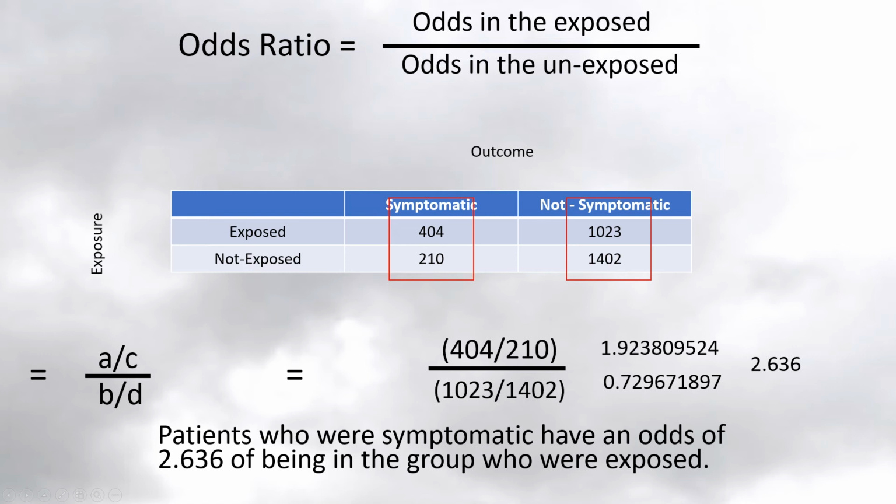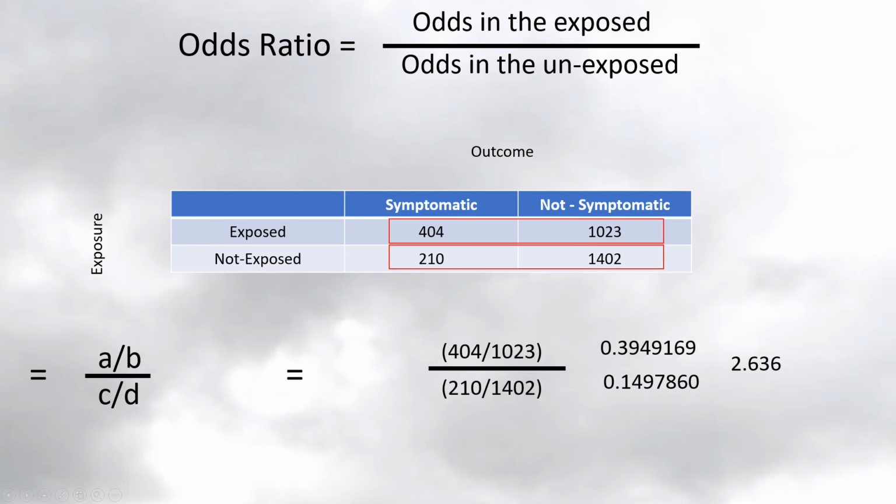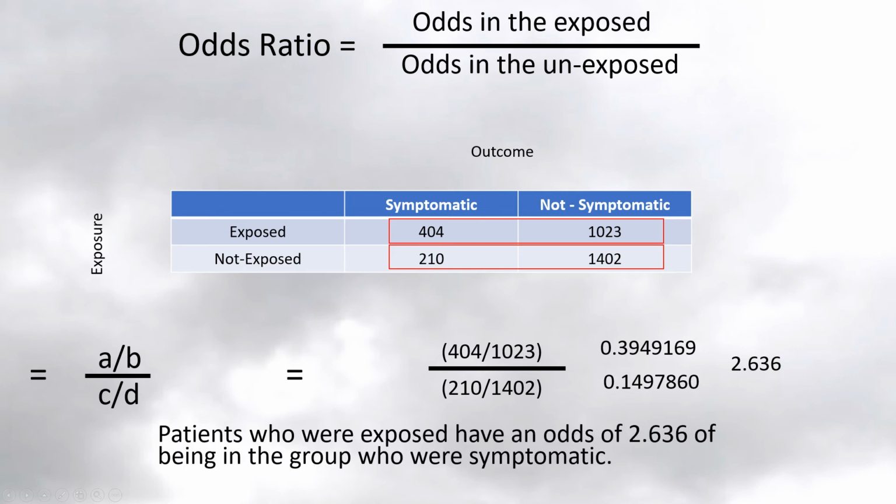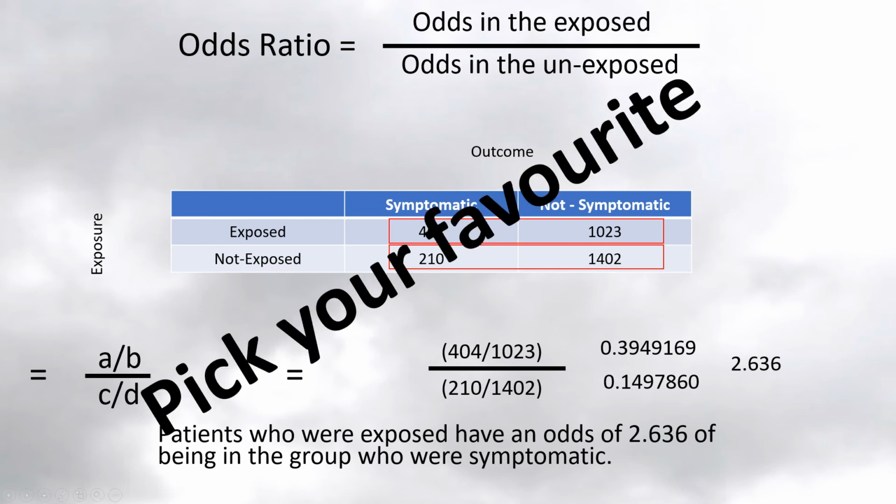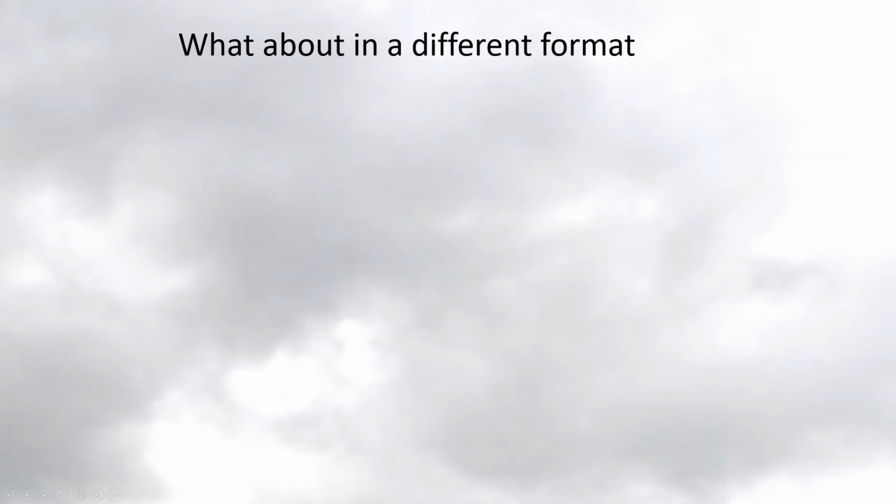Okay? If we do it this way, which is my favourite way, patients who are exposed have an odds of 2.63 of being in the group who are symptomatic. Same thing. Gives exactly the same results. Just pick your favourite one and stick with it. Alright? Now, what about in a different format?